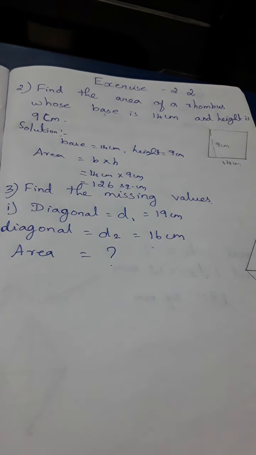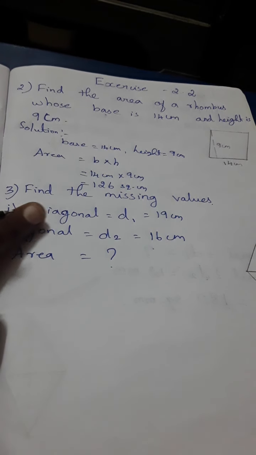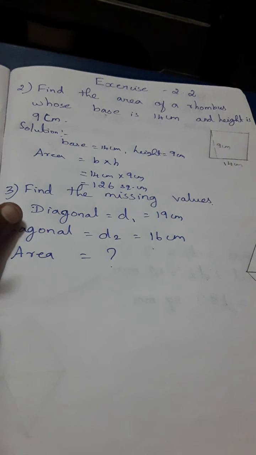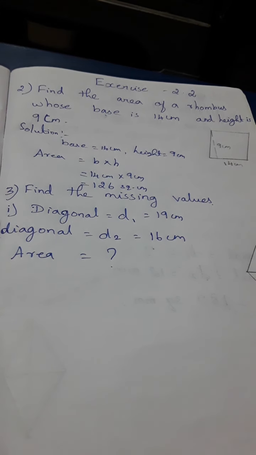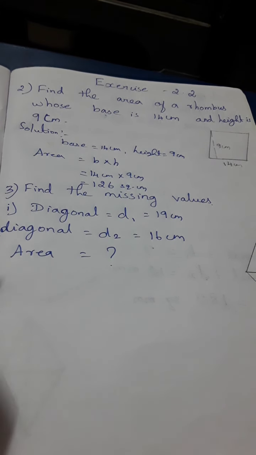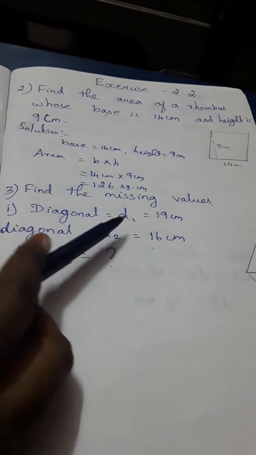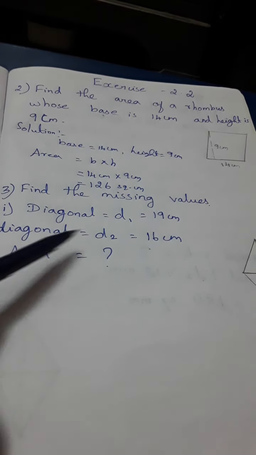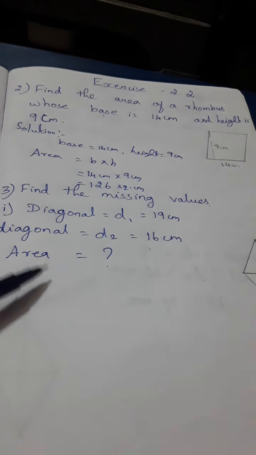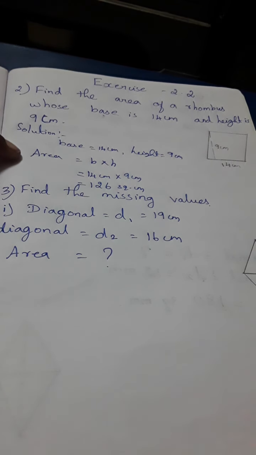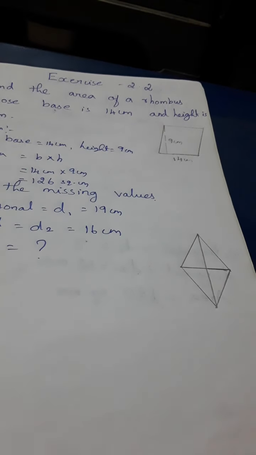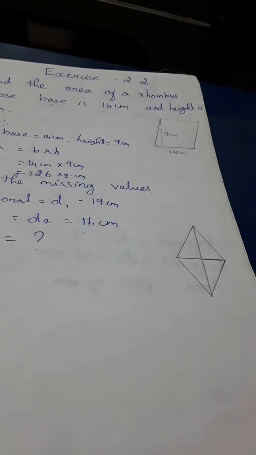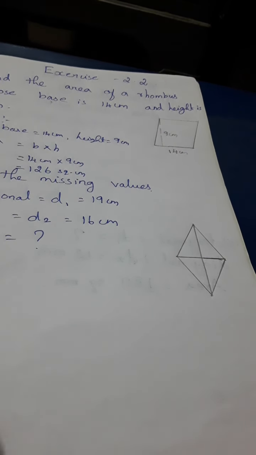126 square centimeter. Next, we will see the third question. Find the missing values. Question number 1. In third subdivision 1, diagonal D1 is equal to 19 centimeter and D2 is 16 centimeter. You have to find the area. Here they have not given base and height, here they have given diagonal 1 and diagonal 2.